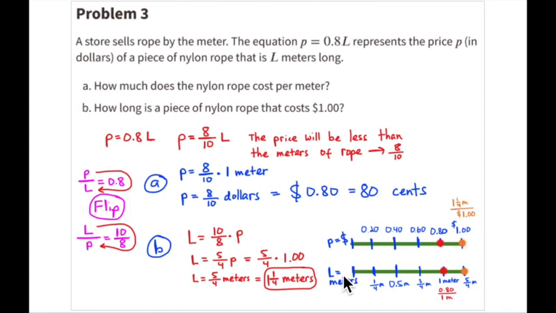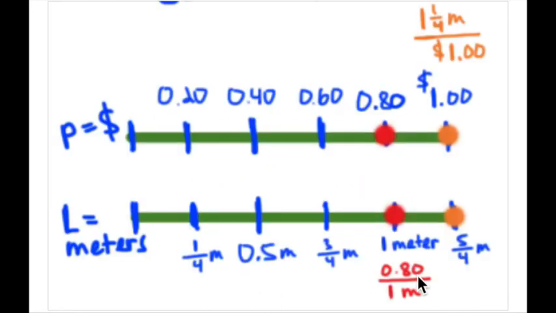Now this problem sets up nicely for a double number line. If you draw that double number line, you're going to have 80 cents here, and how much rope can you get for that 80 cents? 1 meter. So that's my starting point. I'm going to zoom in on this number line so you can see what's going on. My starting point, once again, is that 80 cents and 1 meter of rope. Now I divided that 80 cents up into 4 equal parts. Why 4 equal parts?